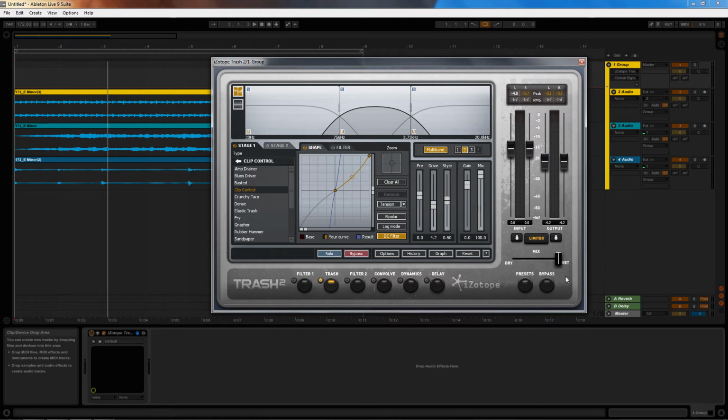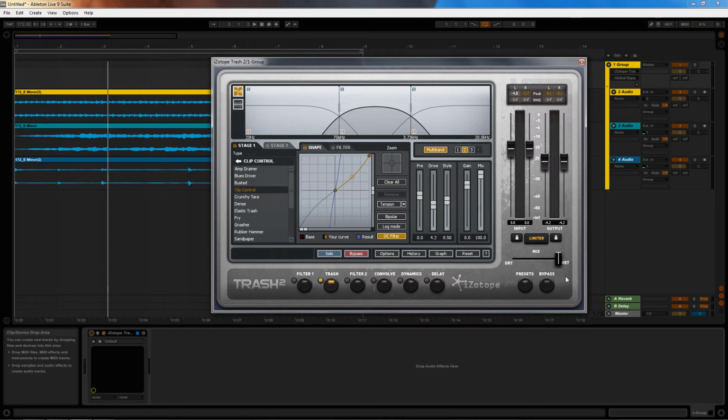Next, we're going to look at using multiband distortion on drums. Using distortion on drums can really glue them together, and it gives them a character because they're all being distorted and going through that same process together. It can unify them and make them sound as one.